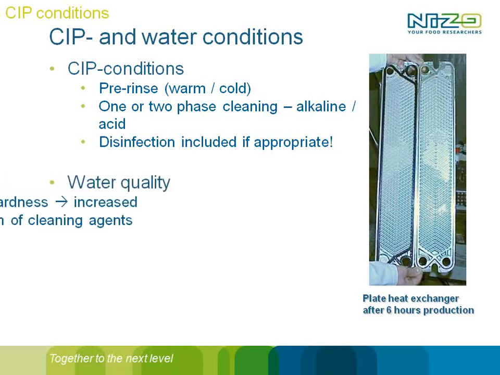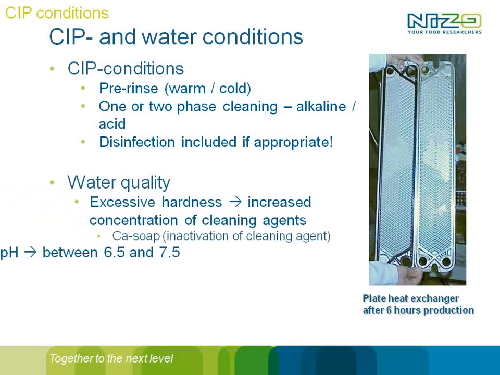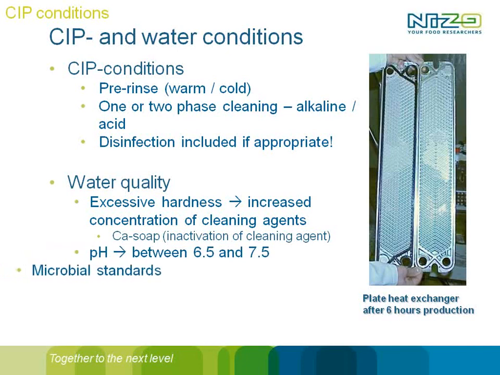It's very important to look at your water quality to start with. For example, if you have an environment with very excessive hardness, let's say above 15 degrees German hardness, you need an increased concentration of cleaning agent, because otherwise calcium soap has already been made, meaning that your active concentration will be reduced. So you actually have an inactivation of your cleaning agent.